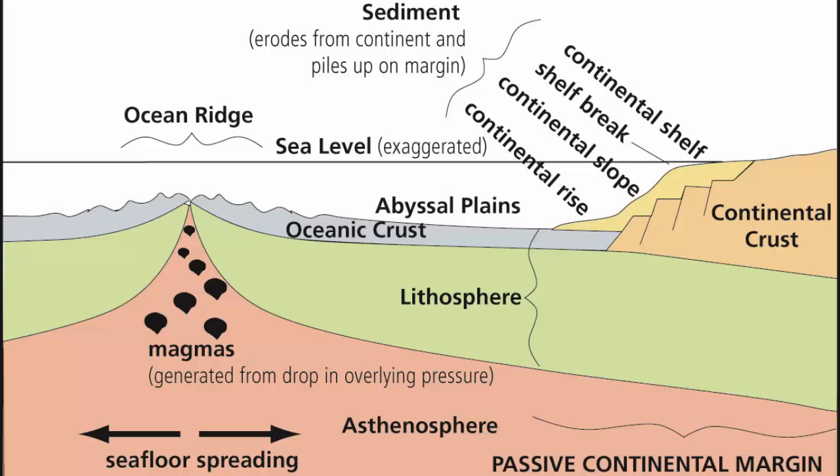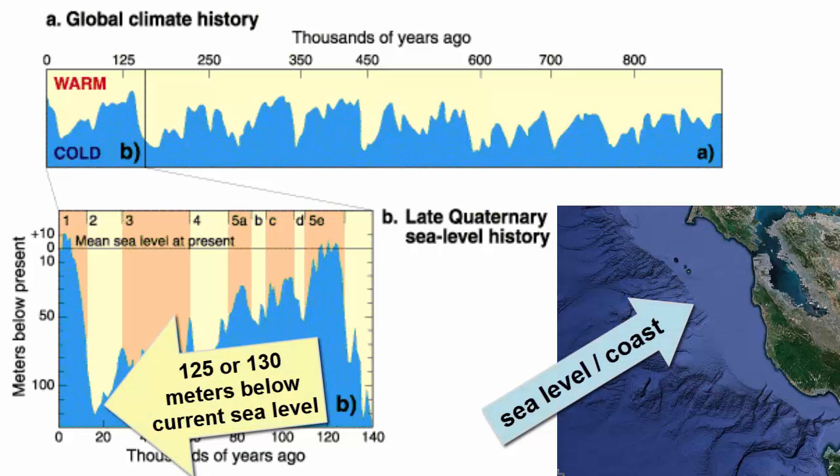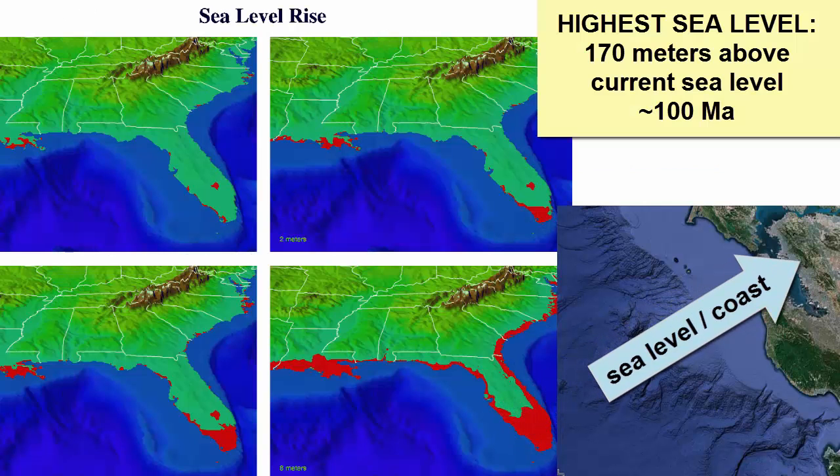As seafloor spreading rates change in the world's oceans, so too will the size of the oceans change, and correspondingly, sea level. What's the lowest sea level has been in the past few million years of Earth's history as a result of cooling oceans, ice ages, or larger ocean basins? About 130 meters below its present position. What's the highest sea level has been? About 170 meters, and that was during the Cretaceous over 100 million years ago, when average surface temperatures were 10 degrees Celsius warmer than they are today.